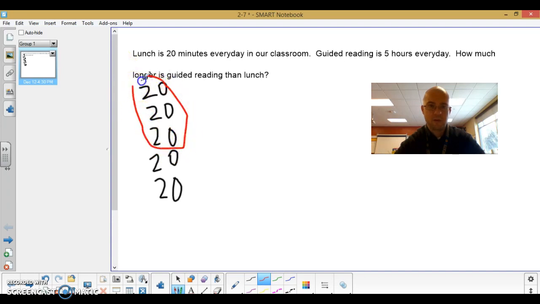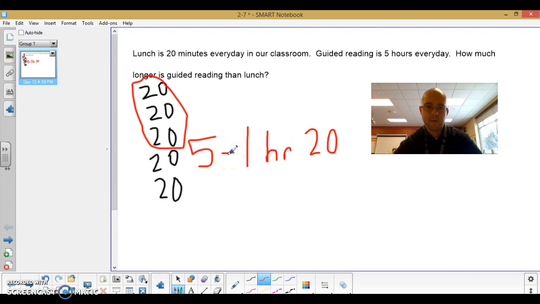So I see that there's 1 hour. So I know that guided reading is 5 hours. And I know that lunch is 1 hour and 20 minutes. So now I need to solve this, and it is a subtraction problem. But what I've noticed is I've got this 5 here, and I've got 1 hour, and I've got 20 there.